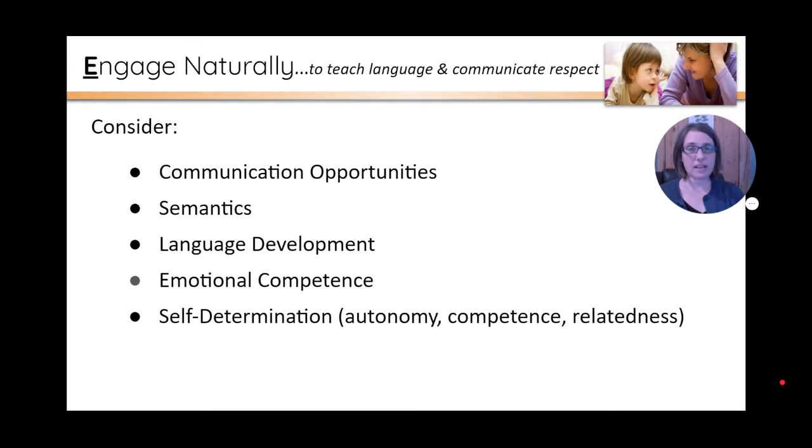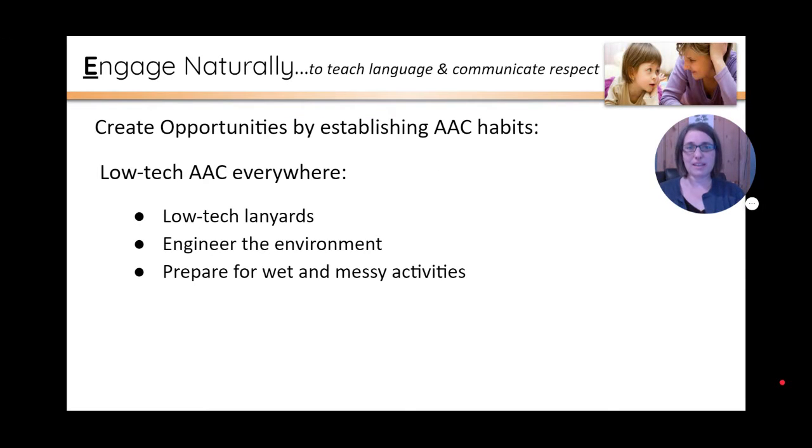There are slides that look at communication opportunities and how to provide those. Semantics, how the language we use impacts the message we send. Of course, language development, and then emotional competence and self-determination. One of the examples of ways that we can create communication opportunities, and I wanted to provide some really concrete ideas about what I can do in my life to start to make AAC more of a habit, is to have low-tech AAC everywhere.